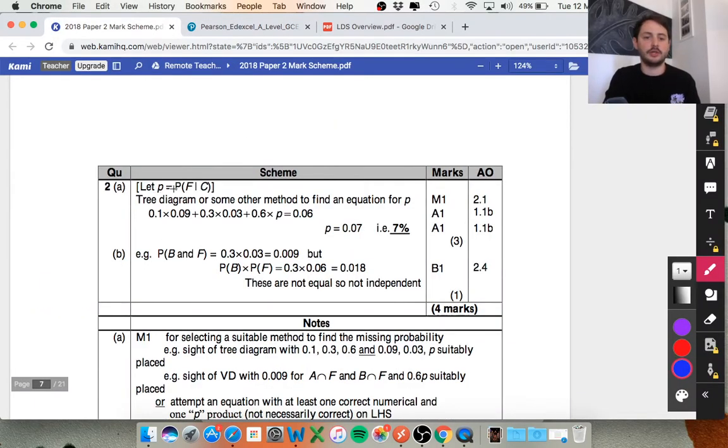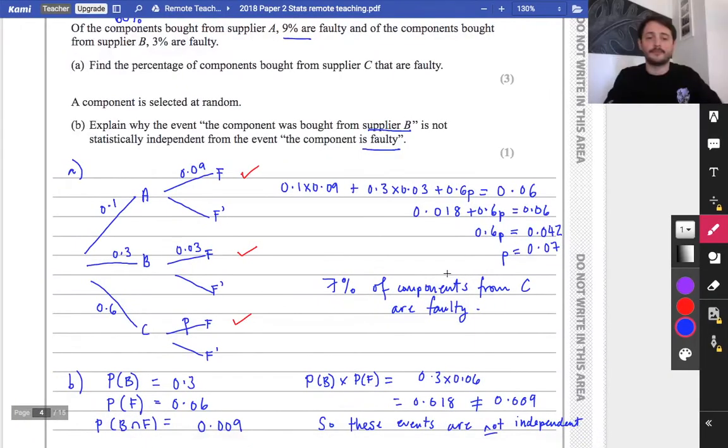So question 2, the tree diagram or some other method gives you the method mark. You then get an accuracy mark for coming up with this kind of statement, and then a third mark for solving it, but it does have to say 7% because it's asked for percentage. And then for part B, they've worked out the probability of B and F, which we actually did as well, and then the probability of B multiplied by the probability of F, and they're clearly not the same as each other. They're not equal, so they are not independent. That's exactly what we've got there. I think that's quite a lot of work for 1 mark, personally.